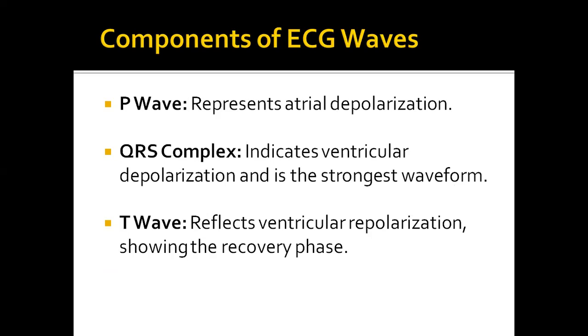An ECG waveform has several components. The P wave represents atrial depolarization. The QRS complex reflects ventricular depolarization, and it is the most prominent waveform. The T wave indicates ventricular repolarization, showing the heart's recovery phase.